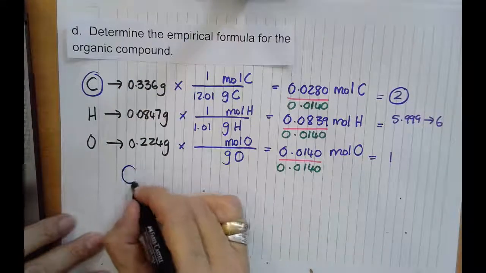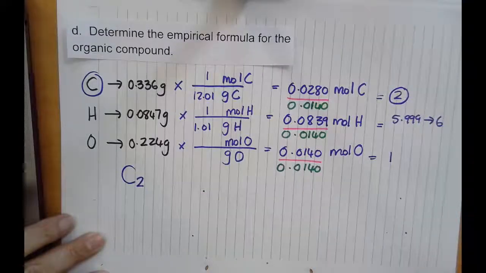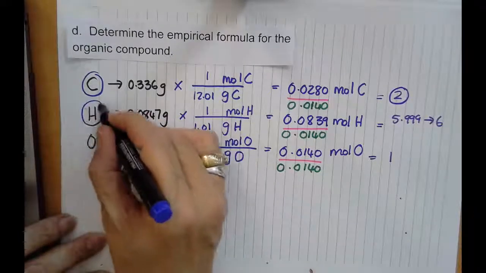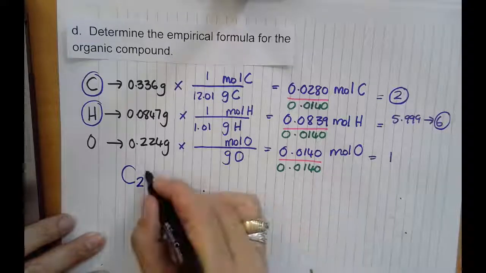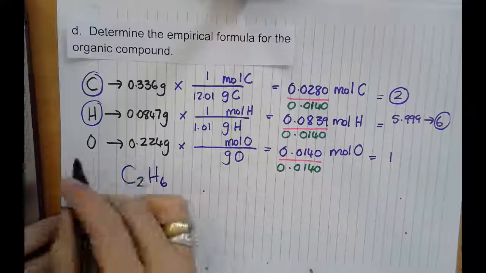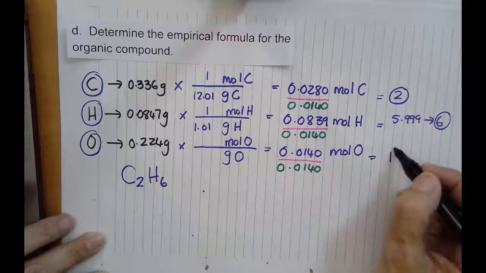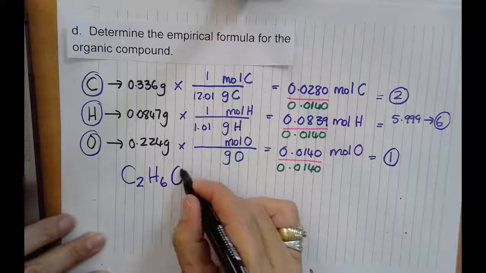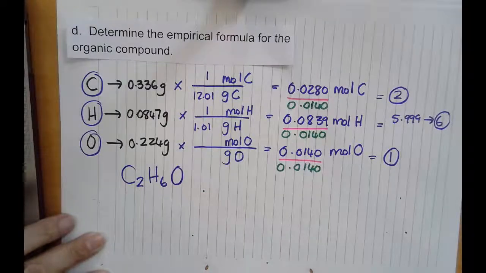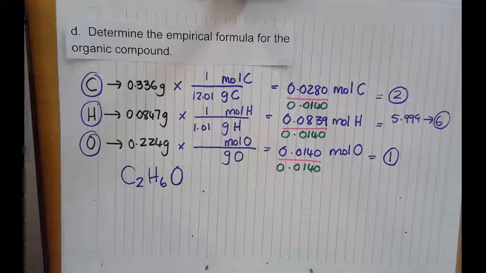So my empirical formula is going to be C2. My hydrogens, there are 6 of them, H6. And my oxygens, I have 1, which means I will only write down the symbol O. So now I've determined the empirical formula for this compound. So I've answered that question.